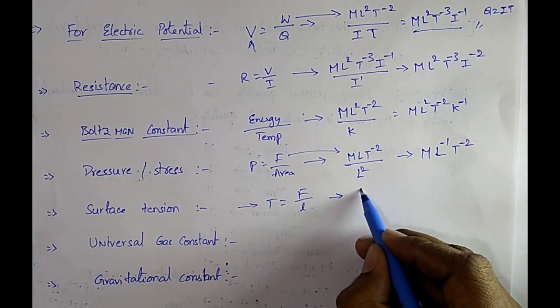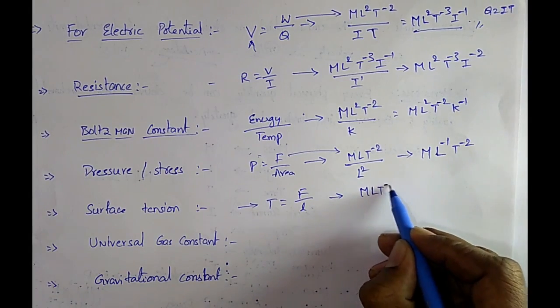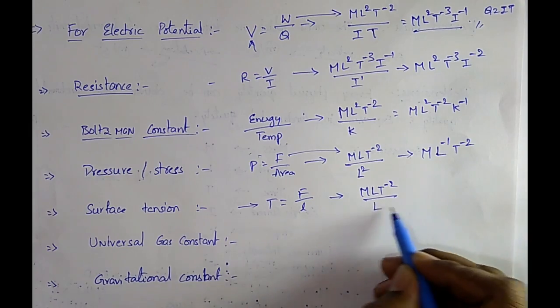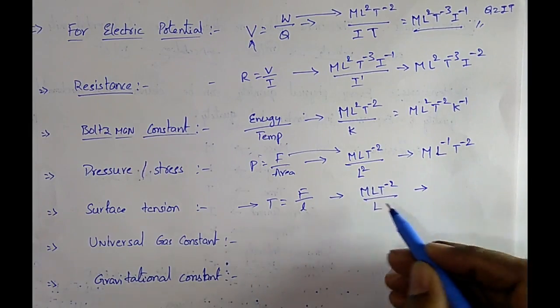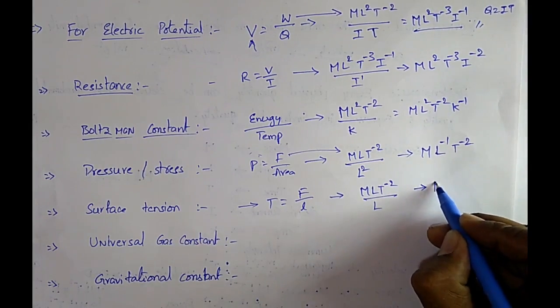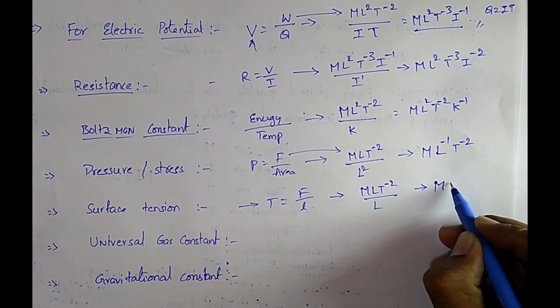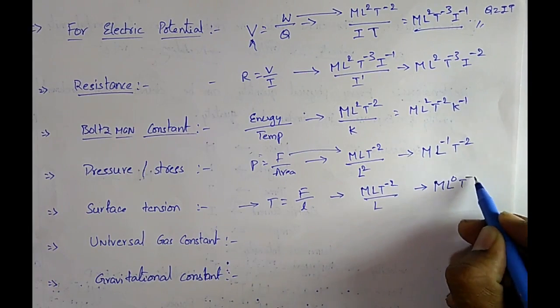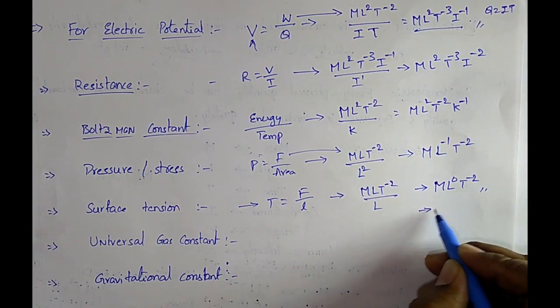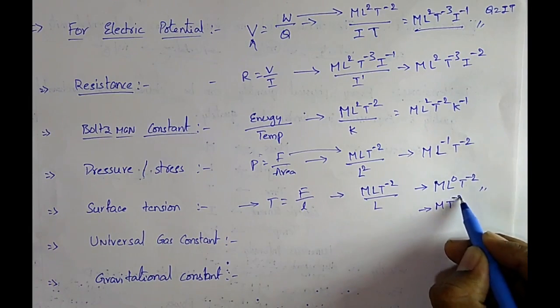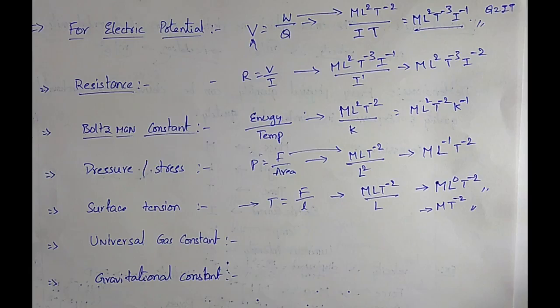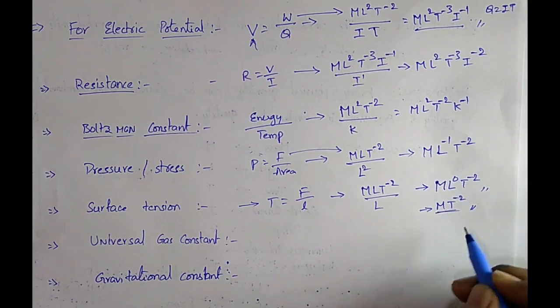For force it is M L T power minus 2, for length it is only L. So here L is cancelled, then M L power 0 T power minus 2, or M T power minus 2. It is the dimension formula for surface tension. It is a very, very important one.